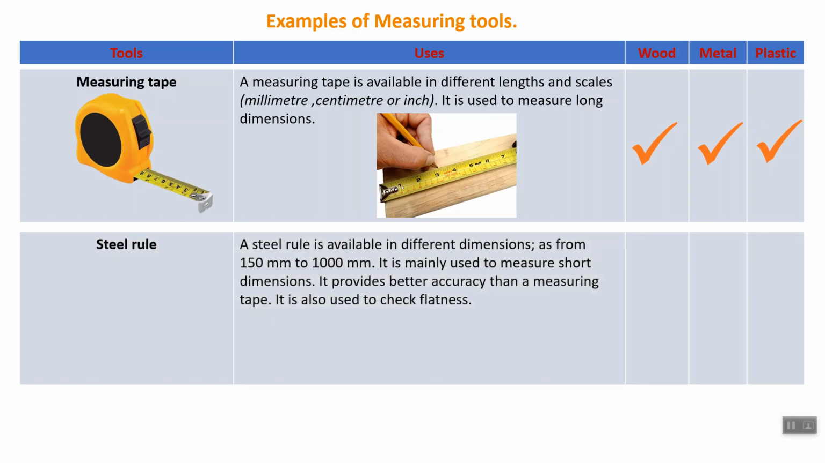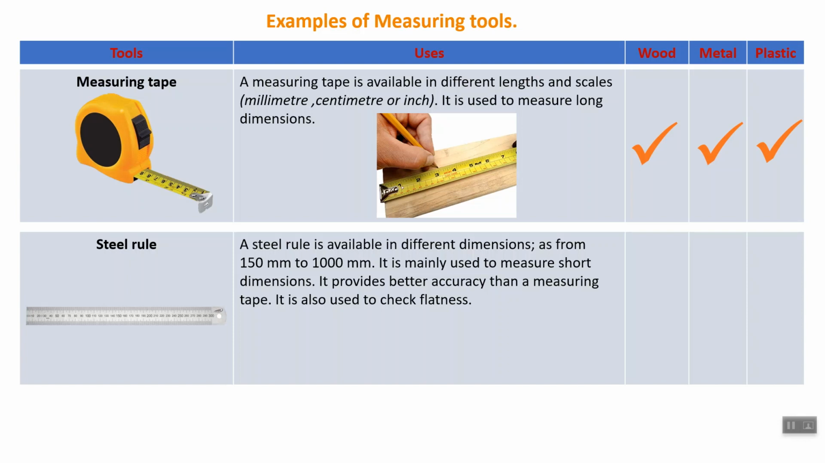So for small dimensions, we use a steel rule. What is a steel rule? This is a steel rule. It is available in different dimensions, from 150 millimeters up to 1000 millimeters. It is mainly used to measure short dimensions.